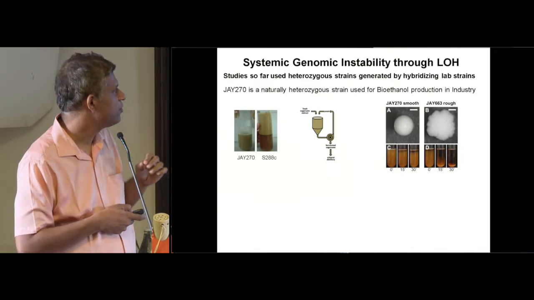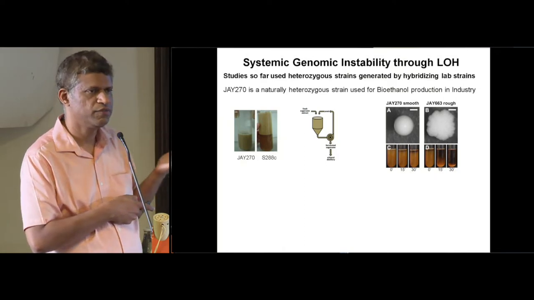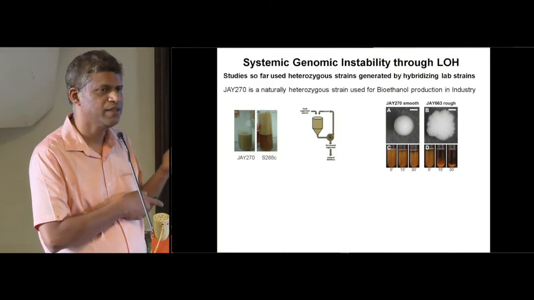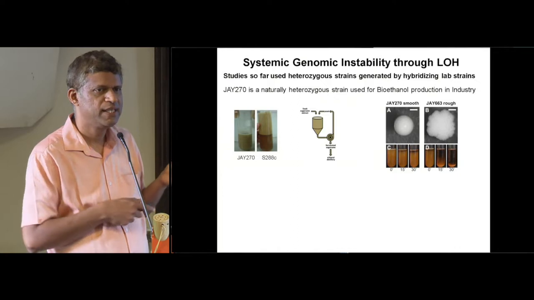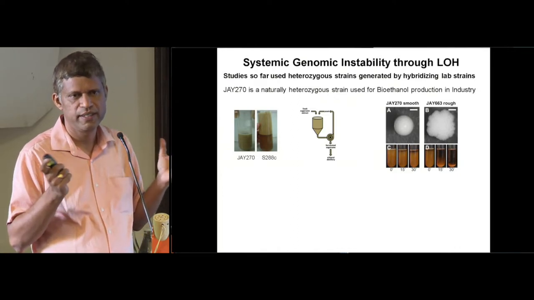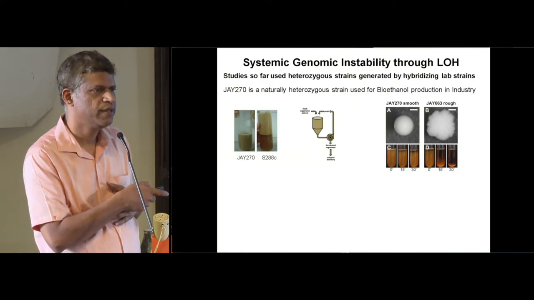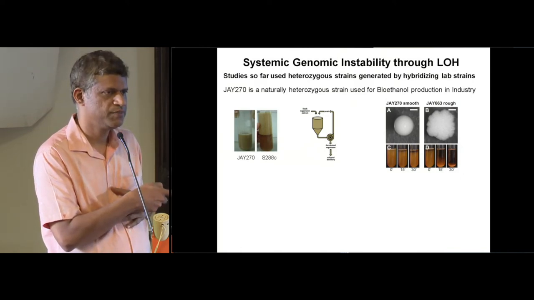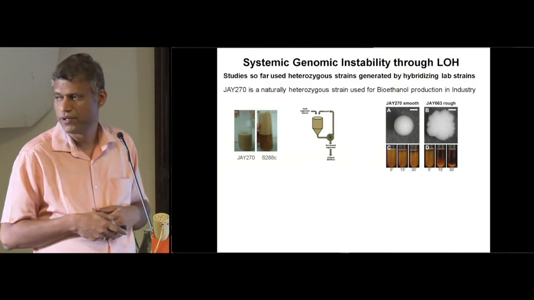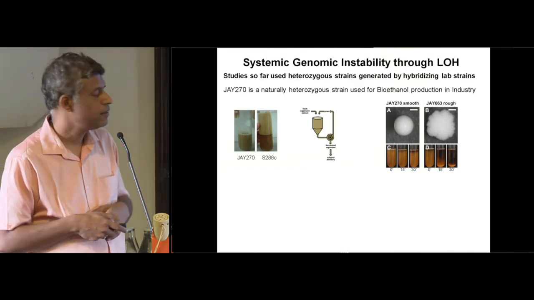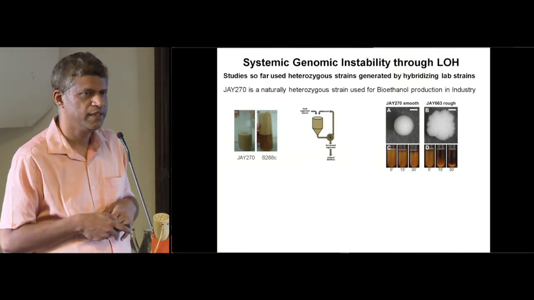One important reason is that if you look at the culture morphology, this has a very smooth culture, whereas with this one, the cells tend to flocculate. They tend to aggregate and sediment, and then they produce this foam, which is a problem for fermenters because it will clog your fermentation pipelines, and it will also decrease the fermentation kinetics.